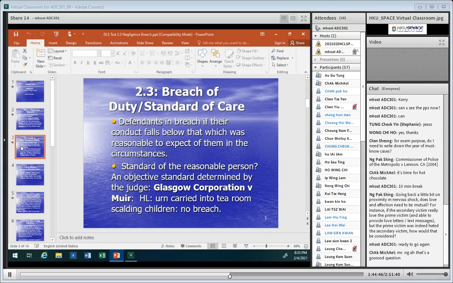Determined by the judge in a particular case. A must-know case dealing with standard of care is Glasgow and Muir. In Glasgow and Muir, the facts are on page 49. A reasonable man is presumed to be free both from over-apprehension and from over-confidence.